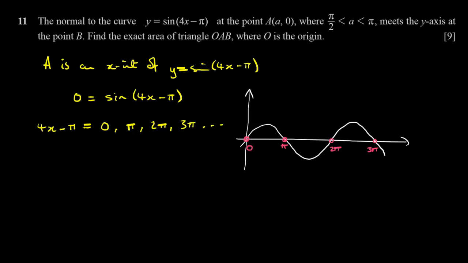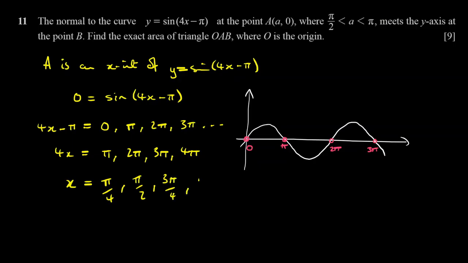Okay, then if we add pi to both sides, we get 4x is equal to pi or 2 pi or 3 pi or 4 pi, right? So what I've done there is I've added pi to 0 to get this. Pi to pi gives me 2 pi. If I add pi to 2 pi, I get 3 pi. And if I add pi to 3 pi, I get 4 pi there. Then if I want to find out what x is, I've got to divide both sides through by 4. So this becomes pi by 4. This becomes pi by 2. This becomes 3 pi by 4.